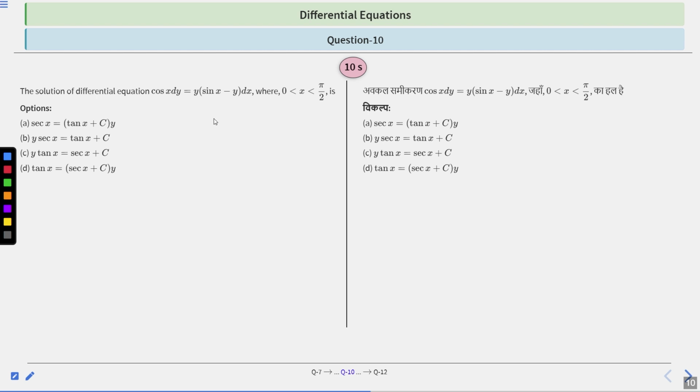So in this way, you can try to solve this question. You have 10 seconds to solve or think about this question. After 10 seconds, we will discuss the solution. Okay.